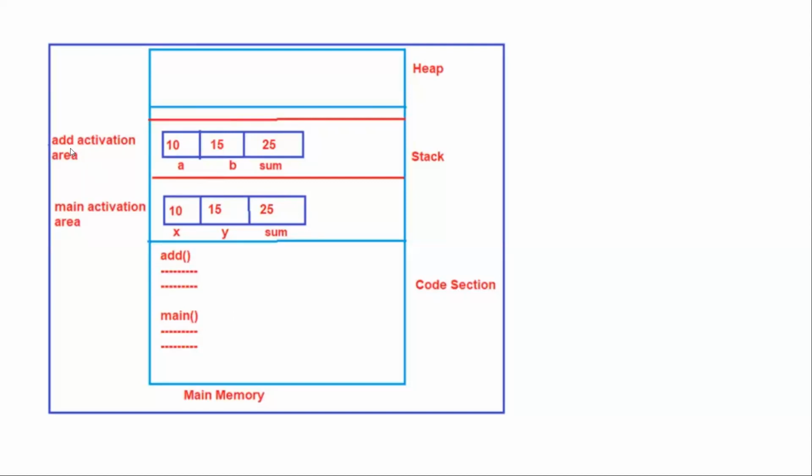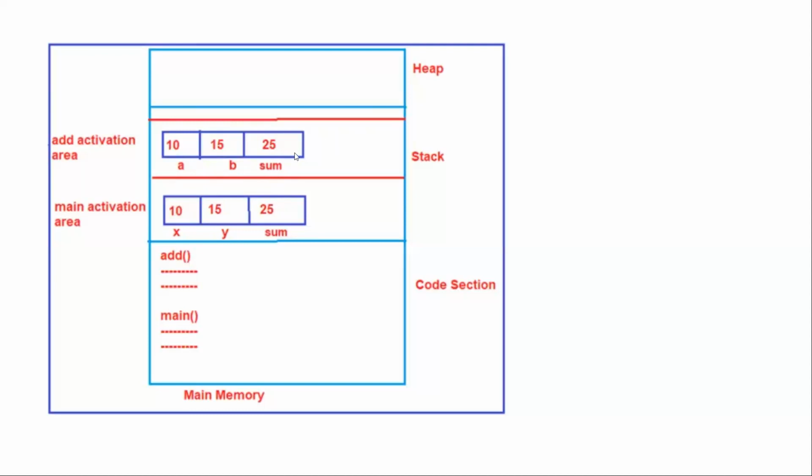So here the X value is moved to A and the Y value is moved to B. Because I mentioned X and Y in the main, and in the function I mentioned A and B. So a separate memory is created for my function, and the values are copied to here. Moved is not the right word, copied. The X value is copied to A, Y value is copied to B. And then I'm adding sum equal to A plus B in the function. That's why the sum value is 25.